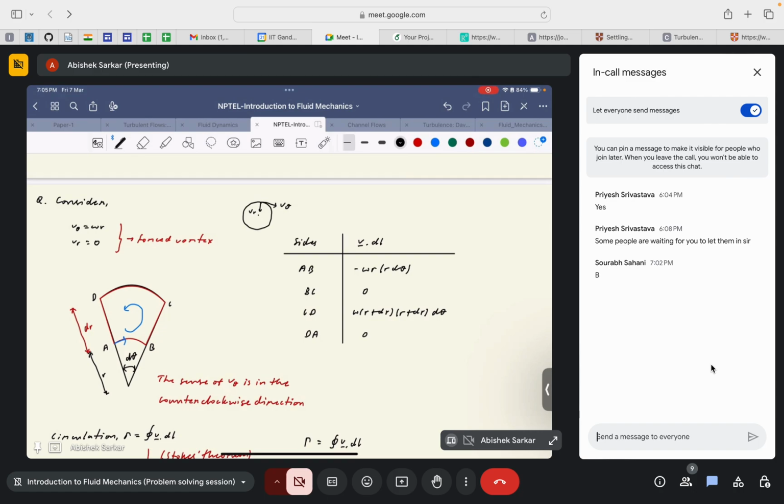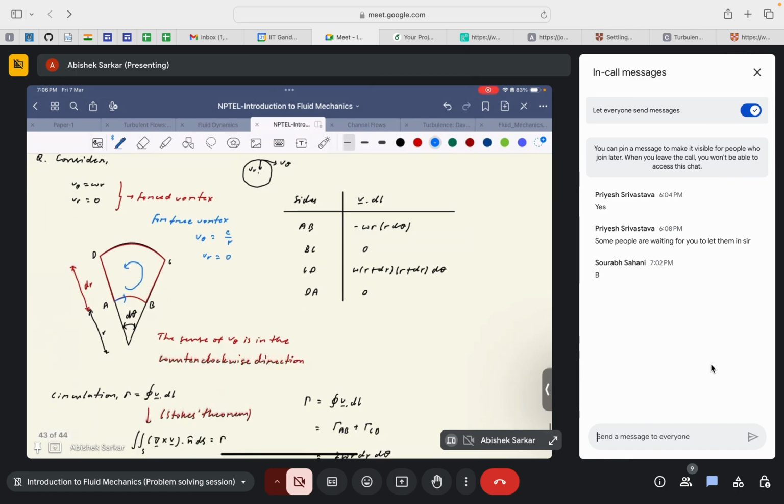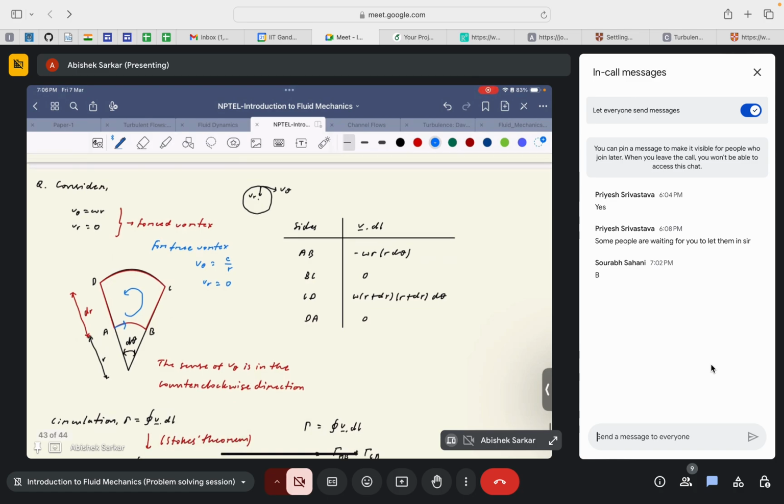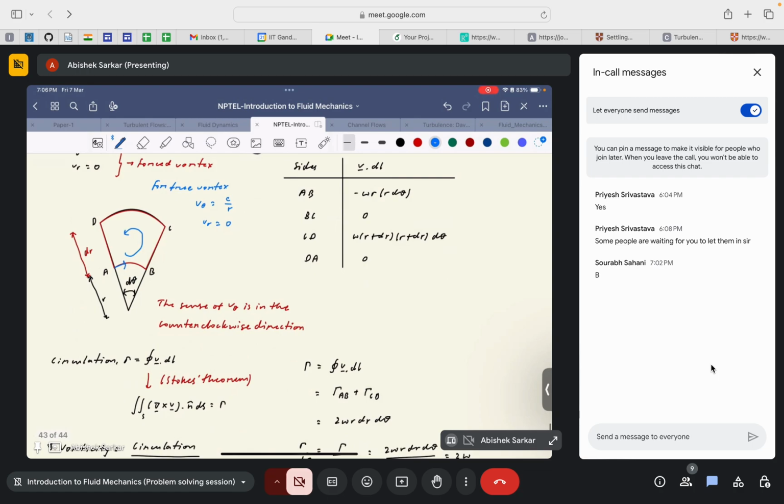I'll just write it. For free vortex, V theta is some constant c by r and Vr is equal to 0, and you'll see that this c actually is the circulation, the net circulation. And in both cases, for free and forced vortices, the radial component of velocity is 0. Circulation, as I already mentioned, is defined as the line integral of v dot dl.